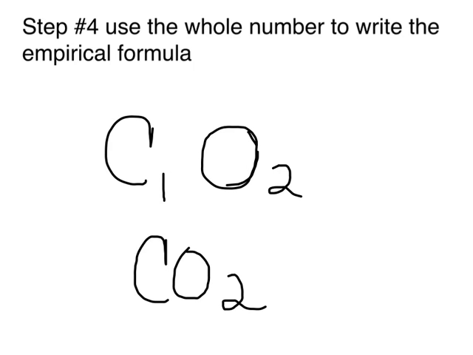Okay? So the percent composition of carbon dioxide is roughly 27% carbon and 72% oxygen. So that's how you find an empirical formula. I'm going to do another short little video to show how you convert an empirical formula into a molecular formula.